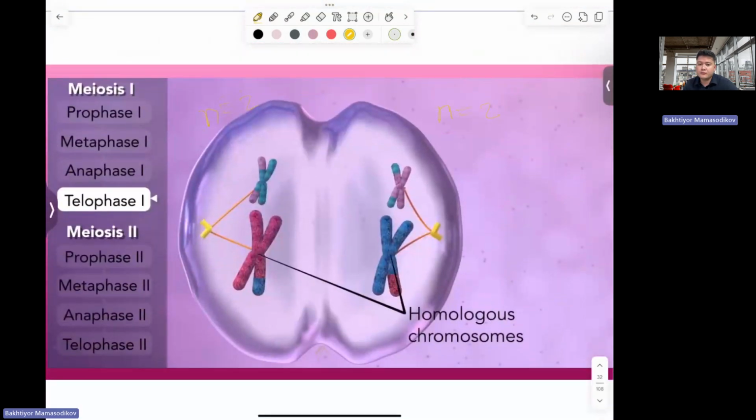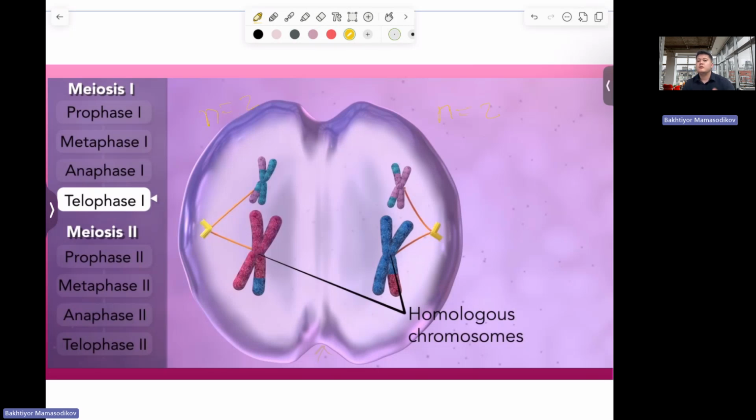So the cells are not identical to each other because of the crossing over, and each cell has now, in this case, 2 chromosomes, but in human cells it will be 23 chromosomes each cell, made of 2 chromatids. Even though they still look like X, they are haploid, only one set of the chromosomes.